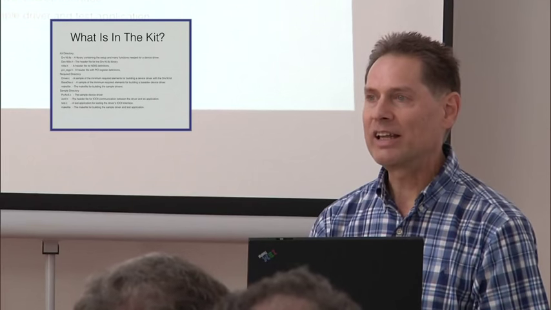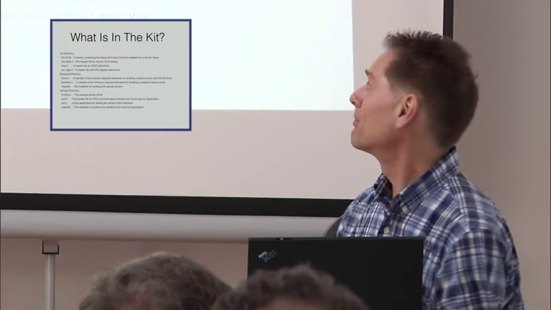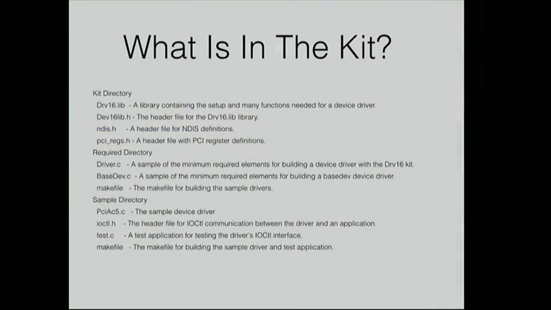So what's actually in one of these kits? I know it's kind of small. Hopefully everybody can read this. There's a kit directory, which essentially contains a library called like drive16lib. There's a header file, which contains the headers for all the functions that are in the library. And there's a few more header files.